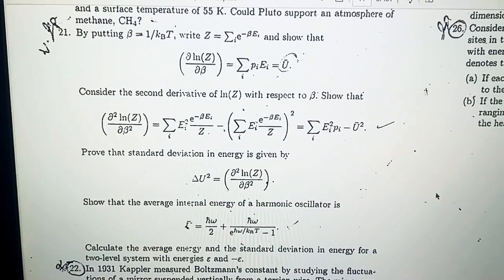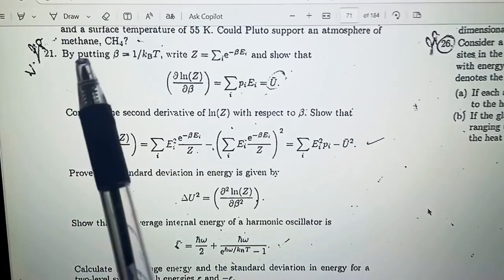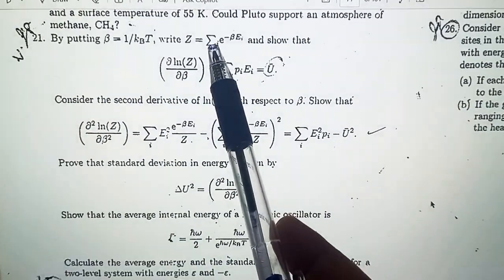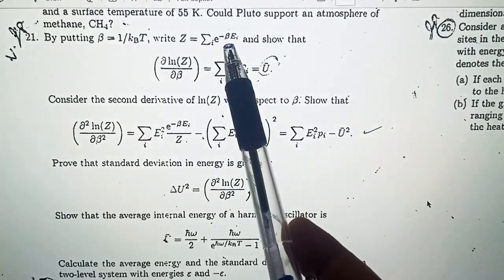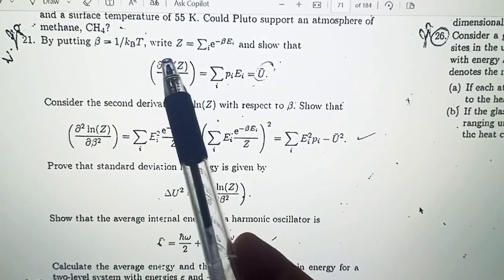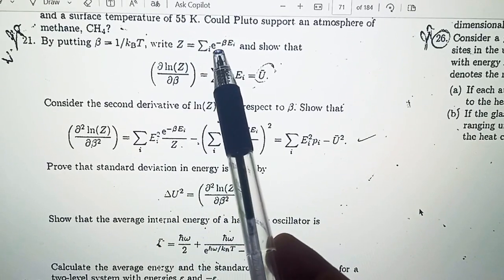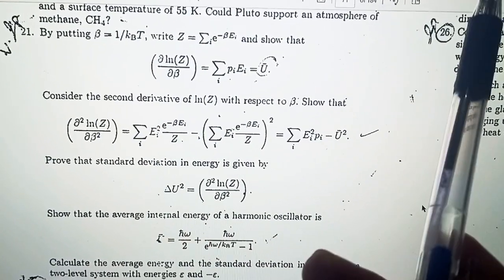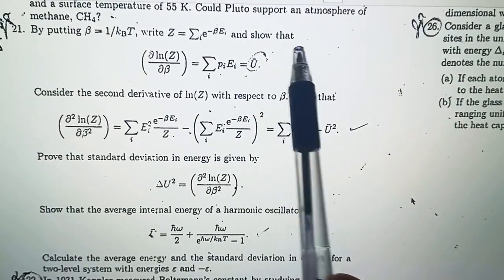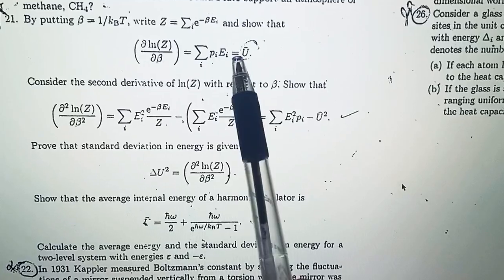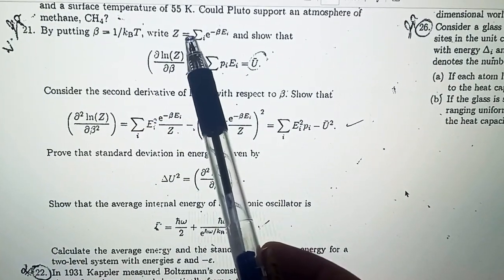Let's see what the statement says. By putting beta equals 1 over kBT, write z equals summation over i of e to the power minus beta ei. So they have rewritten the partition function here by assuming that 1 over kBT is equal to beta. That's simple. And show that this relation is true. We have to prove that relation considering this z.